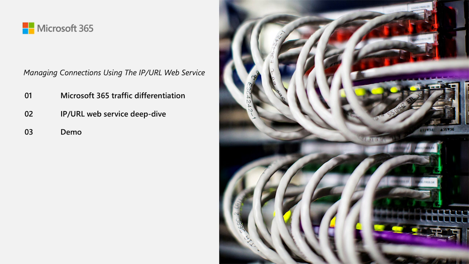We'll spend a little bit of time going through a deep dive of the IP and URL web service and the methods that are available within that web service. And then we'll go through a demo and try and provide some practical examples of how the IP and URL web service can be used within your own infrastructure to keep your devices and configurations up to date. Make sure that you always have good access to the Microsoft 365 services for your end users, and that you are able to optimize performance as effectively as possible.